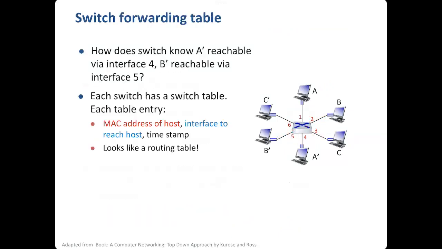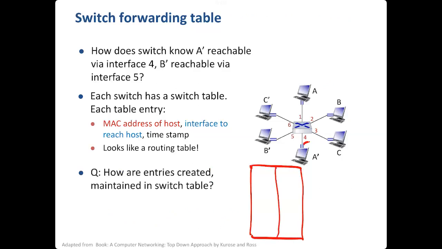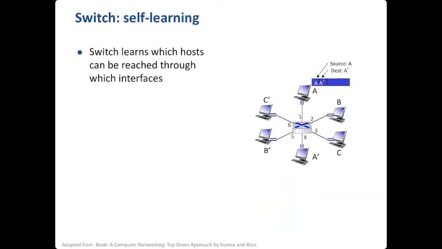Okay. Now the question is that when A sends a packet for A dash, how does the switch know that the packet has to go to port 4? For that, it creates a table. We call it the switching table. Okay. So it works like this.